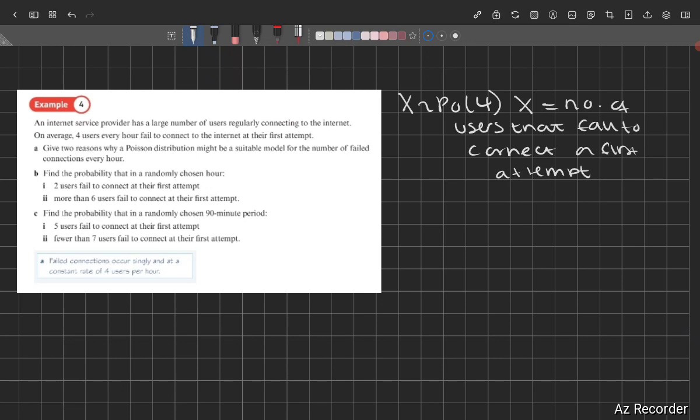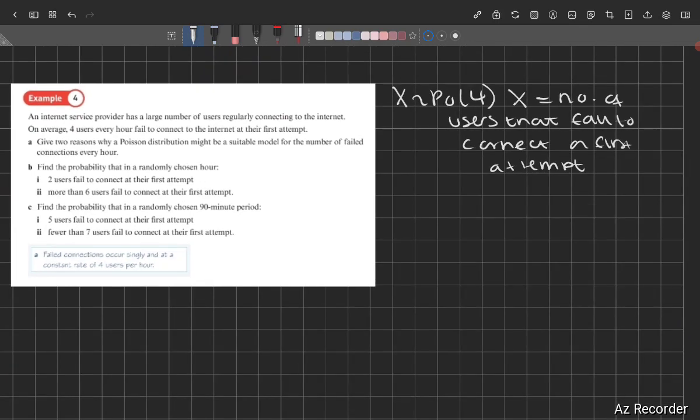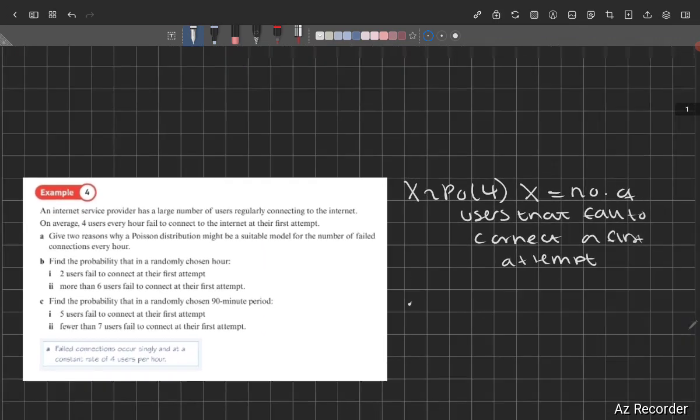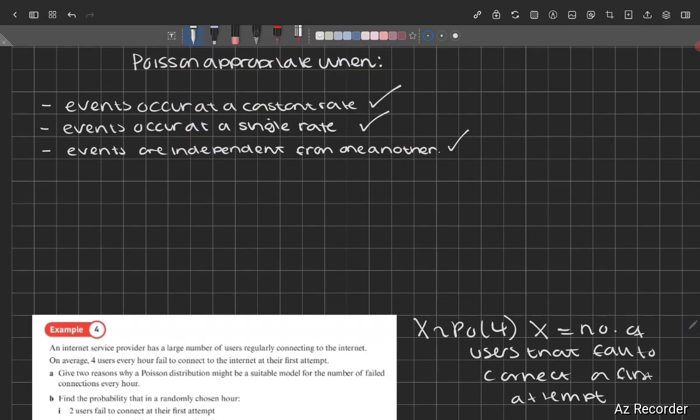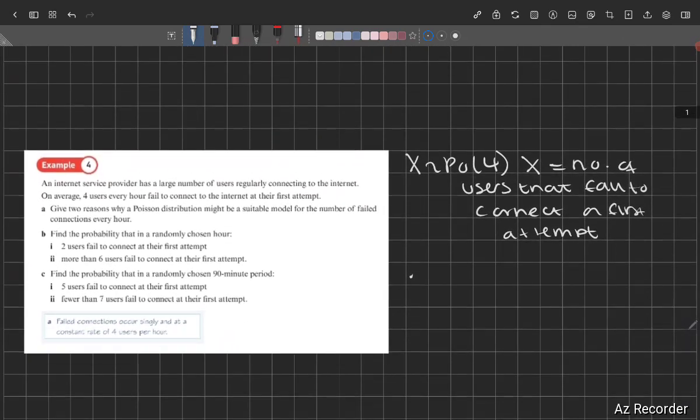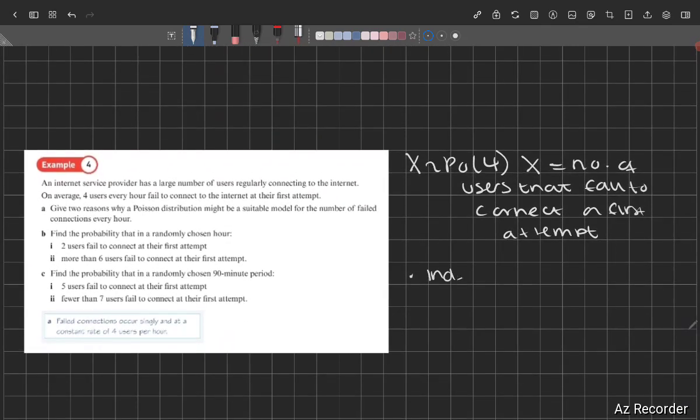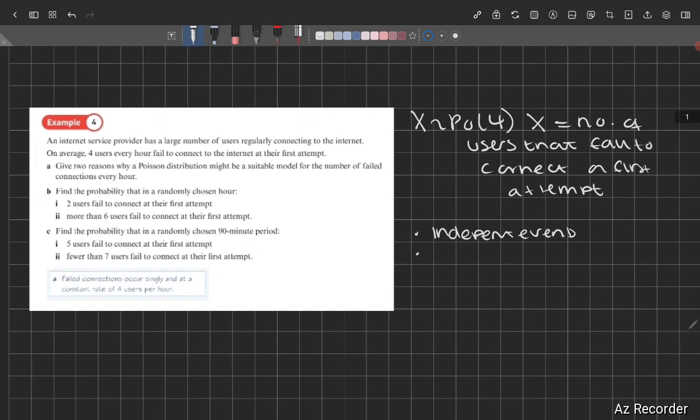Okay, so give 2 reasons why a Poisson distribution might be a suitable model for the number of failed connections every hour. First of all, if we look at these conditions above, the events occur independently from one another. One failed connection doesn't cause another. So independent. But also the events occur at a constant rate. It says on average 4 users failed to connect to the internet on their first attempt every hour, and this is a constant rate, and so we can jot this down.